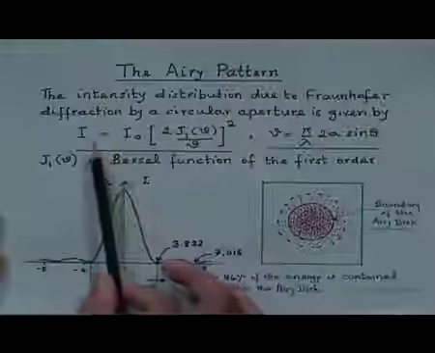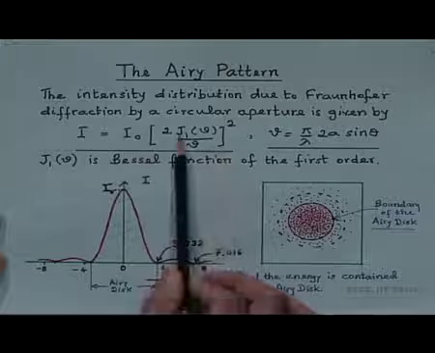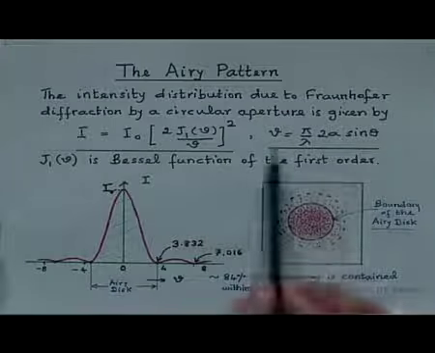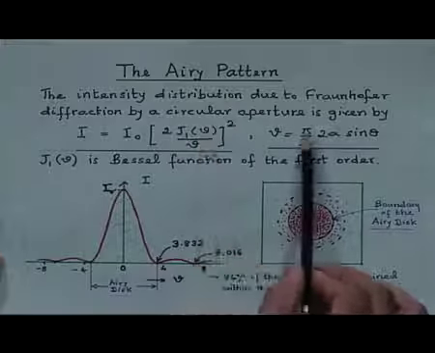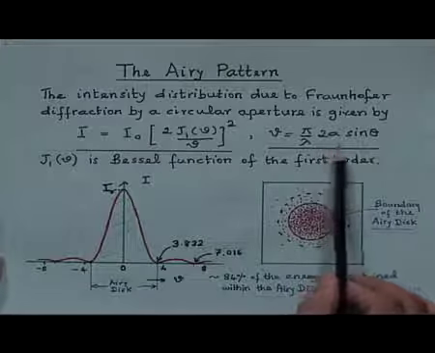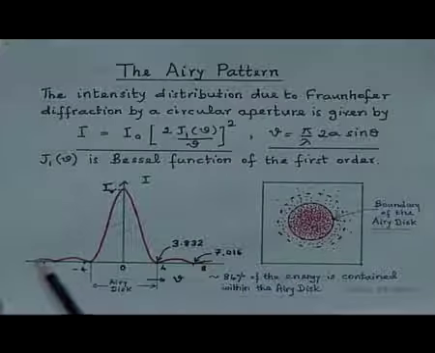The intensity distribution is given by an expression of this form, where J1 is the Bessel function of the first order. The argument V here is pi by lambda into 2a sin theta, where 2a is the diameter of the circular aperture, and the intensity distribution would look like this.